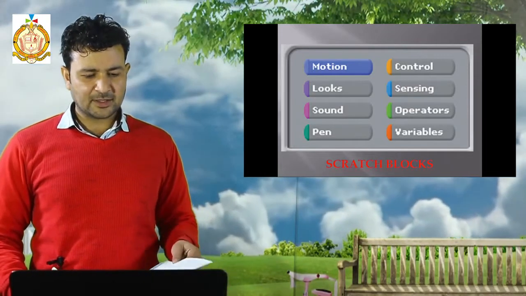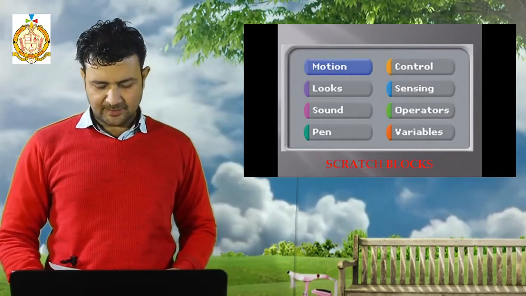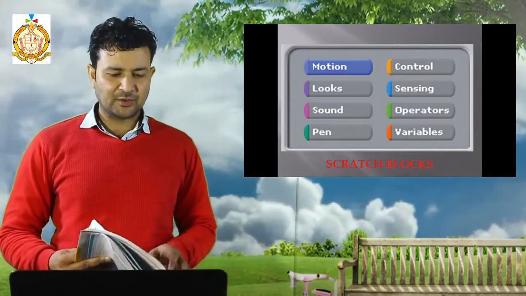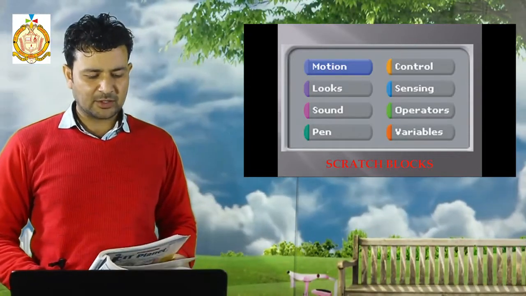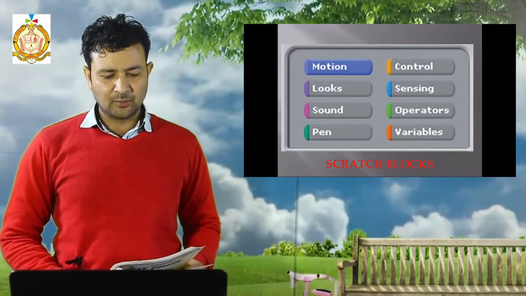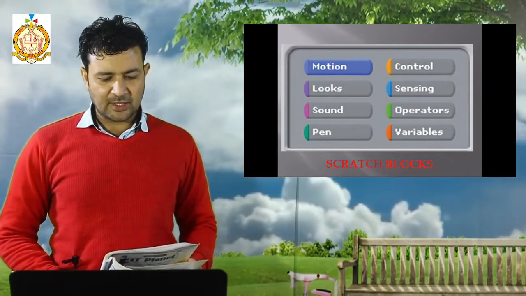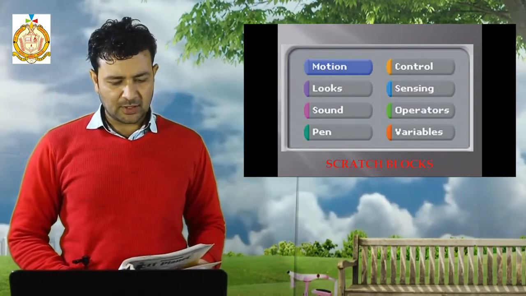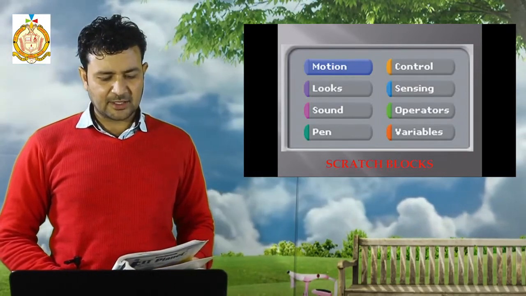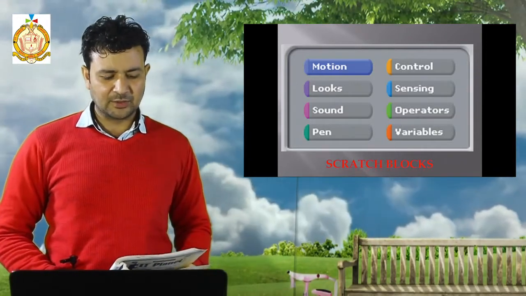Next, here we have the look block. This block changes the sprite and background appearance. Whenever you want to change the appearance, you use the look block. The sound block controls the playback and volume of music. The control blocks trigger script execution based on predefined events.